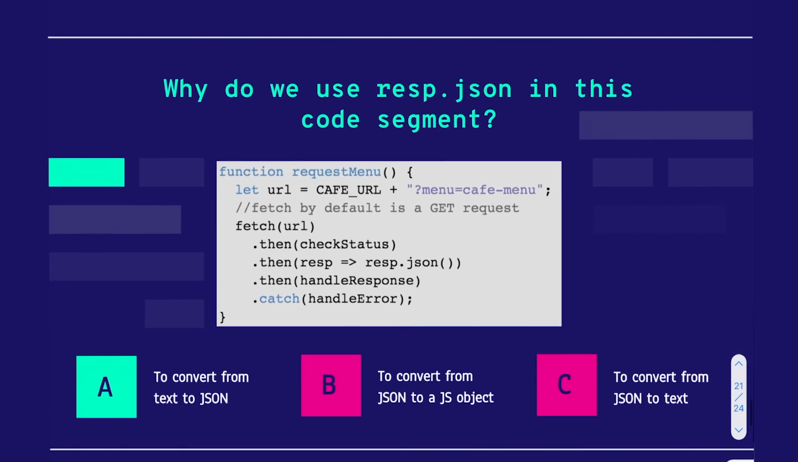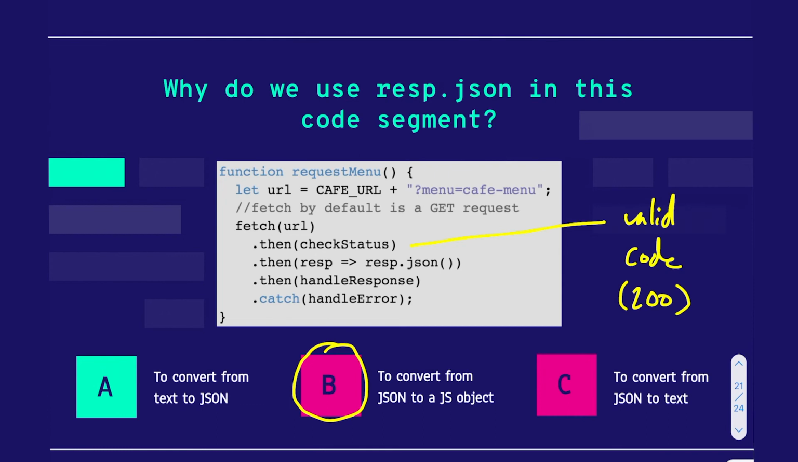Next question. Why do we use response.json in this code segment? And we've got a fetch request, and then after our check status, which makes sure that we have a valid code 200, we do response is equal to response.json. A, to convert from text to JSON, B, to convert from JSON to a JavaScript object, or C, to convert from JSON to text. The correct answer is B.